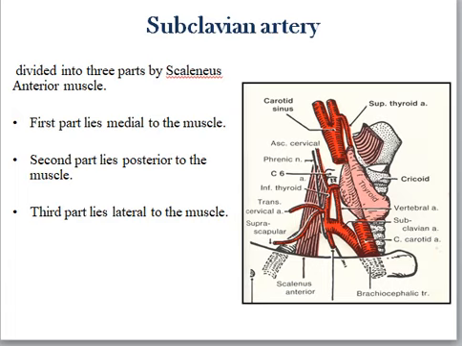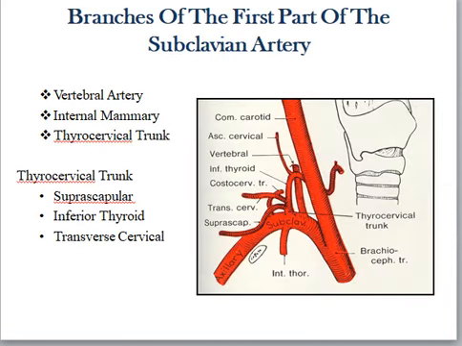Now coming on to the subclavian artery. Subclavian artery is divided into three parts by scalenus anterior muscle. First part lies medial to the muscle, second part lies posterior to the muscle, third part lies lateral to the muscle. Now coming on to the branches of the first part of the subclavian artery, that is vertebral artery, internal mammary artery, thyrocervical trunk. Thyrocervical trunk is further divided into suprascapular artery, inferior thyroid artery, and transverse cervical artery.